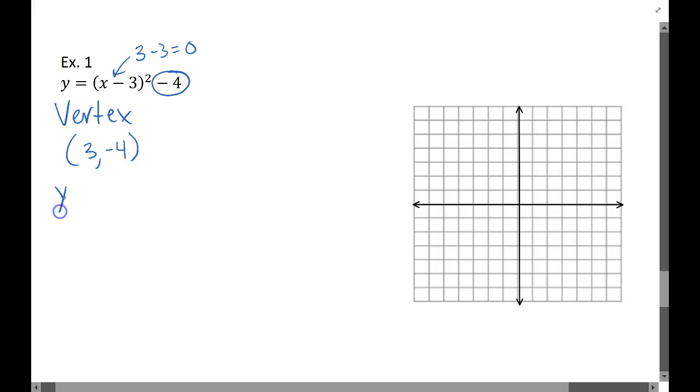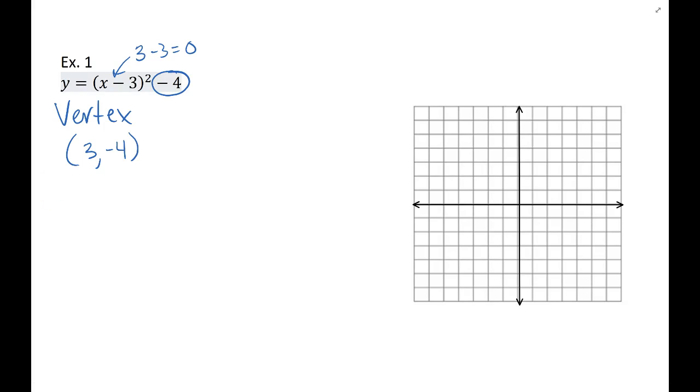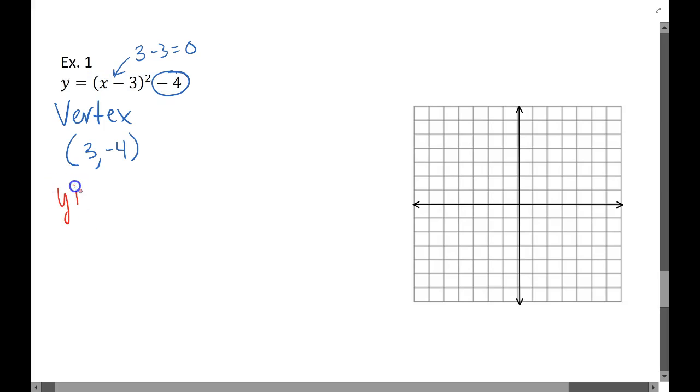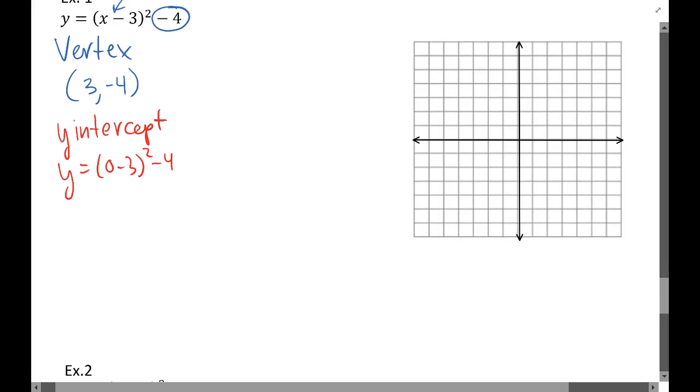Your y-intercept can be found by plugging a 0 in for x. So for the y-intercept, you're going to plug a 0 in for x, so y equals (0 minus 3) squared minus 4. Negative 3 squared is 9, so we get y equals 9 minus 4, so y equals 5. And that tells us that at (0, 5), we have a y-intercept.